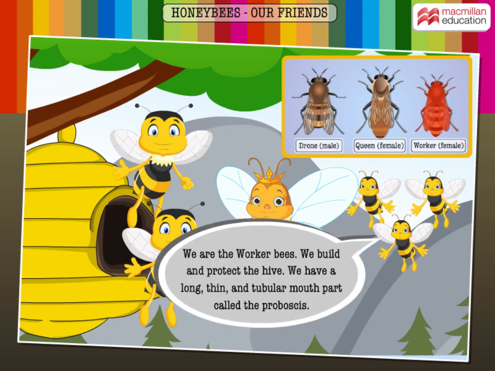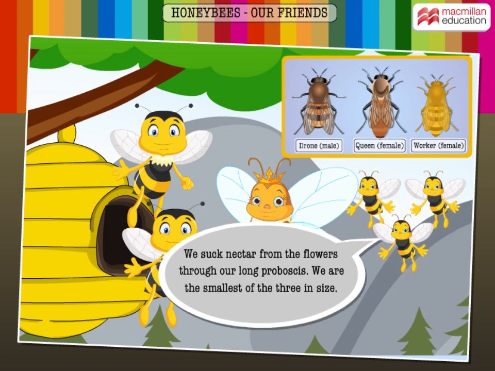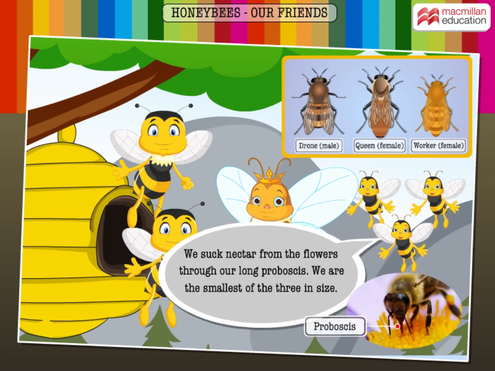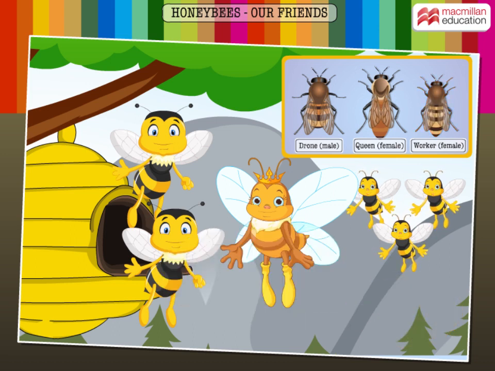We are the worker bees. We build and protect the hive. We have a long, thin and tubular mouthpart called the proboscis. We suck nectar from the flowers through our long proboscis. We are the smallest of the 3 in size.